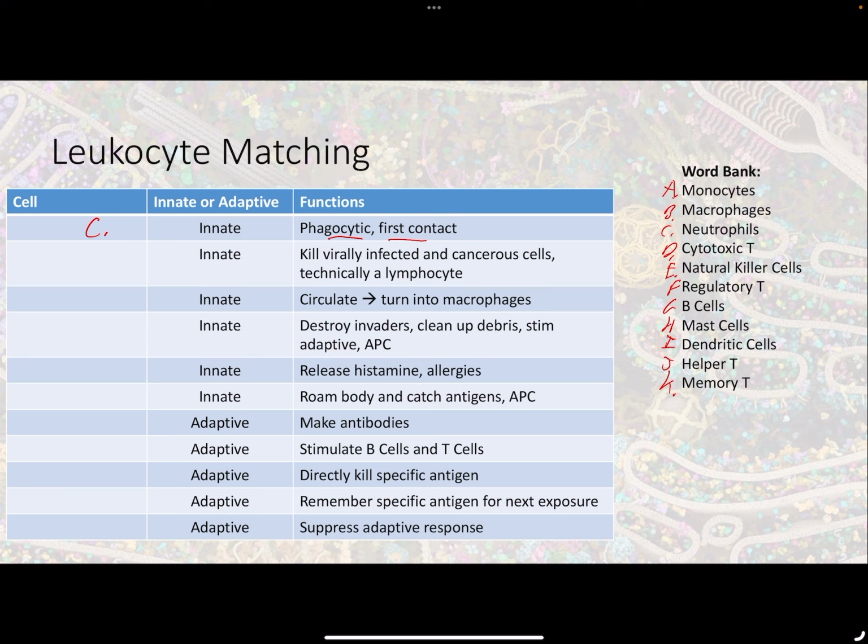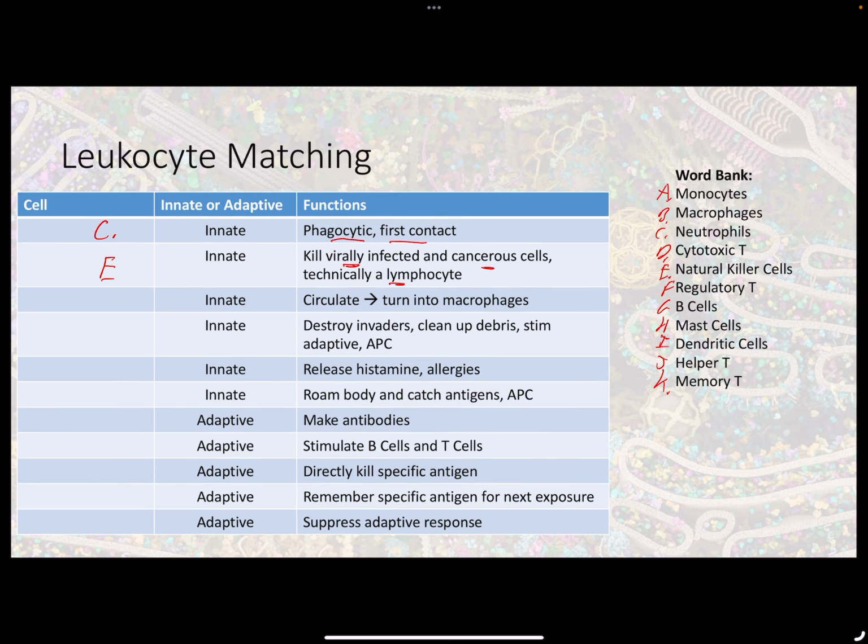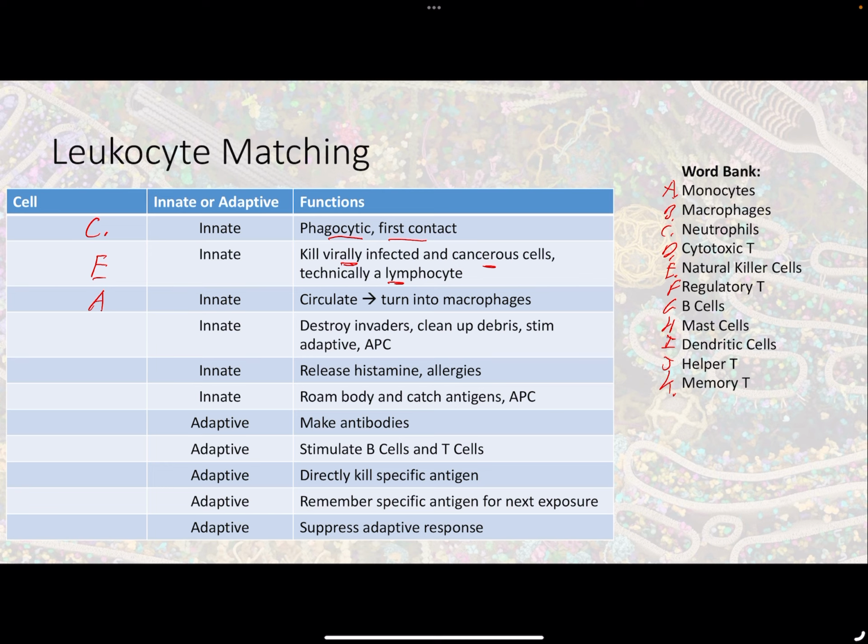Okay, the second one there that's going to be specialized in virally infected cancerous cells, technically a lymphocyte. This would be those natural killer cells. That is E. Okay, and then we got the next one there that's circulating around, turning into macrophages. This is going to be a monocyte. So these are kind of macrophages before they turn into macrophages when they're in the blood.